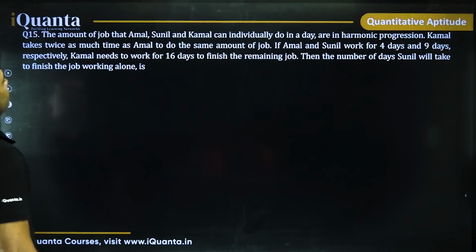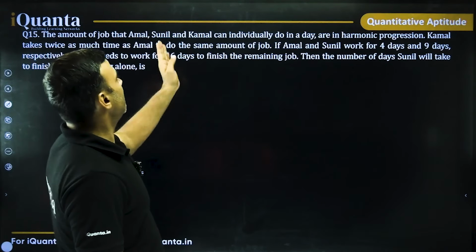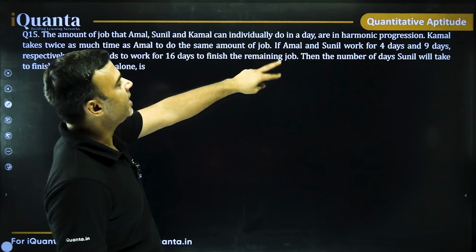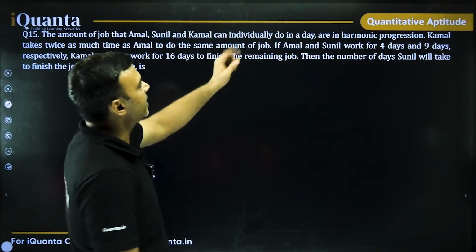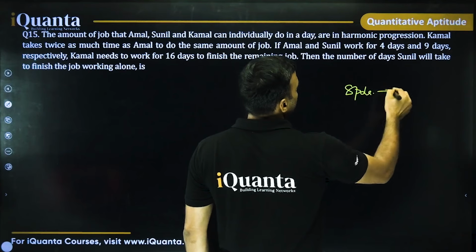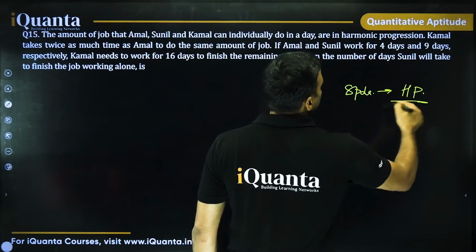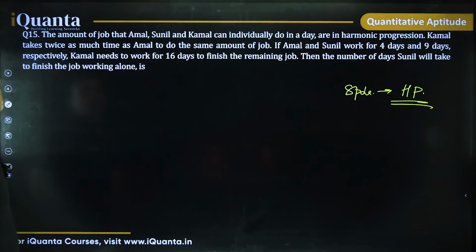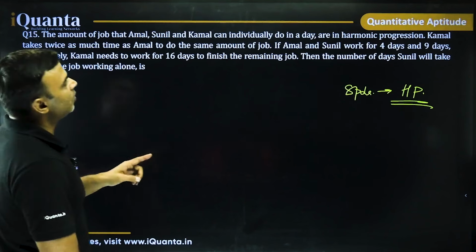Okay, so that's also a very good question. The question says the amount of a job that Amal, Sunil and Kamal can do individually in a day are in harmonic progression. So basically the amount in a day is speed. So speeds are in HP, harmonic progression. Okay. Kamal takes twice as much time as Amal to do the same amount of job.